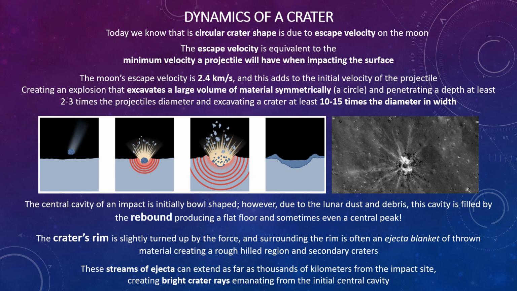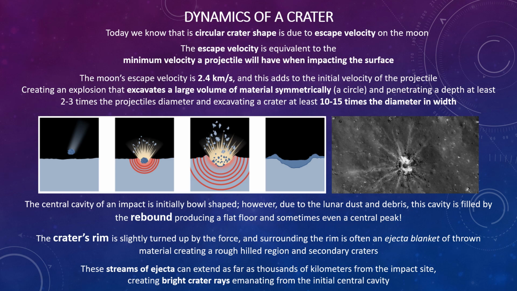The central cavity of an impact is going to be initially kind of bowl-shaped, but because of the lunar dust and debris, the cavity gets filled in by rebound. This is material that then falls back down from the initial impact, and this produces a flat floor along the crater and sometimes even a central peak. Crater rims are turned slightly by the force, and the surrounding rim is often what we call an ejecta blanket of material that is thrown off by the impact and creates a rough hilly region and sometimes even secondary craters around it.